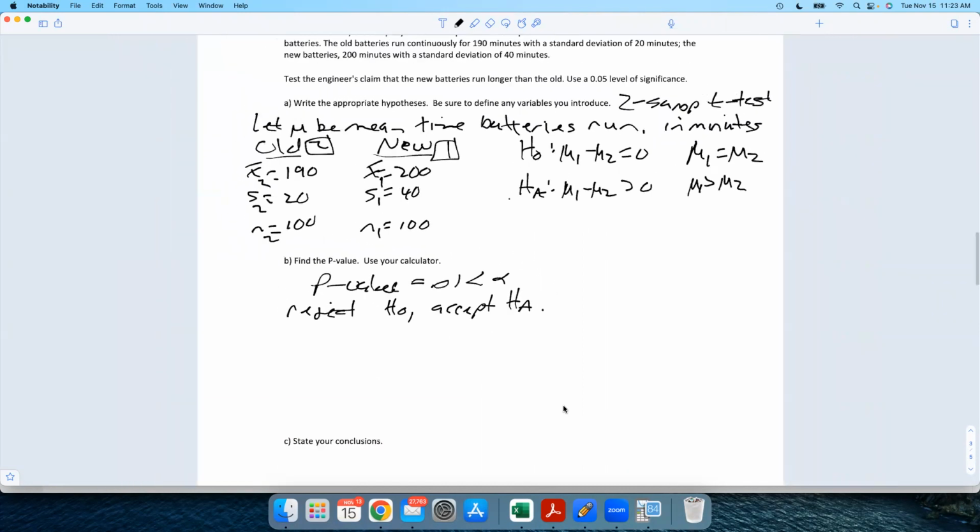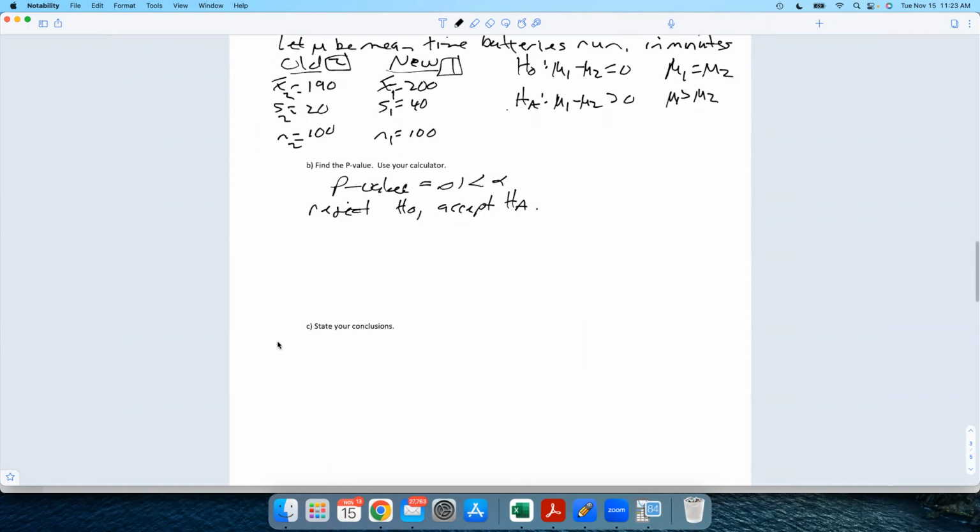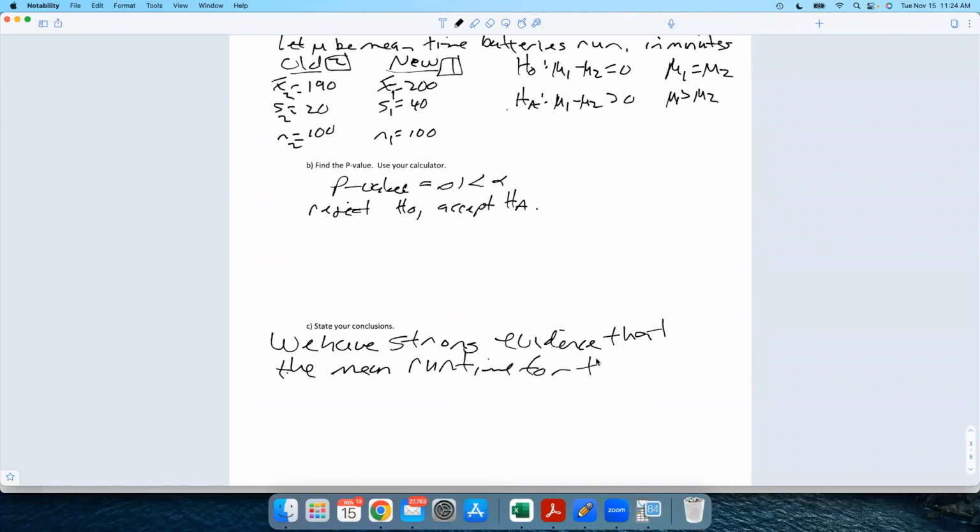Okay, now we can state our conclusions. What does that mean? That means we have strong evidence that this guy's average is bigger than this guy. And what are we talking about here? We're talking about means. You have to say the word mean in all your conclusions, mean or average. That the mean runtime for the new batteries is longer than the old.